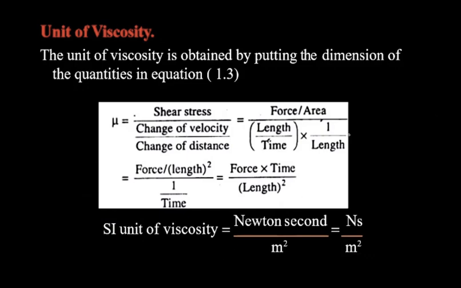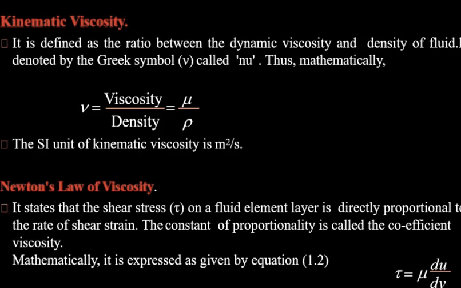What is the unit of viscosity? Very important: Newton second per meter square. Next we'll go for kinematic viscosity. What is kinematic viscosity? It is defined as the ratio between dynamic viscosity and density of fluid. It is denoted by the Greek symbol nu. So mu is dynamic viscosity or simply viscosity, and this nu is called kinematic viscosity.